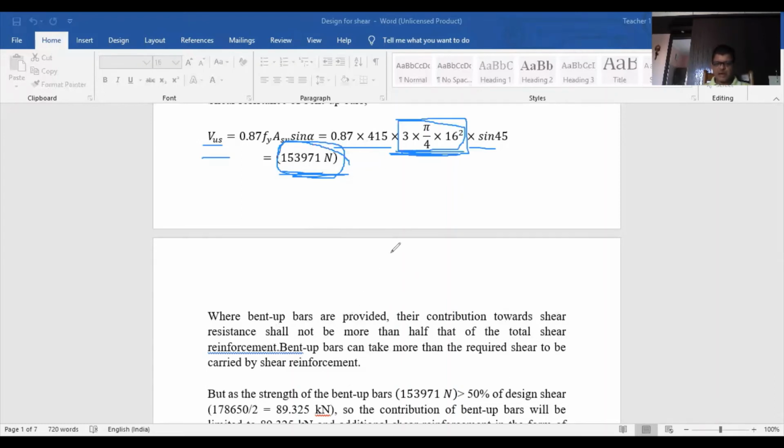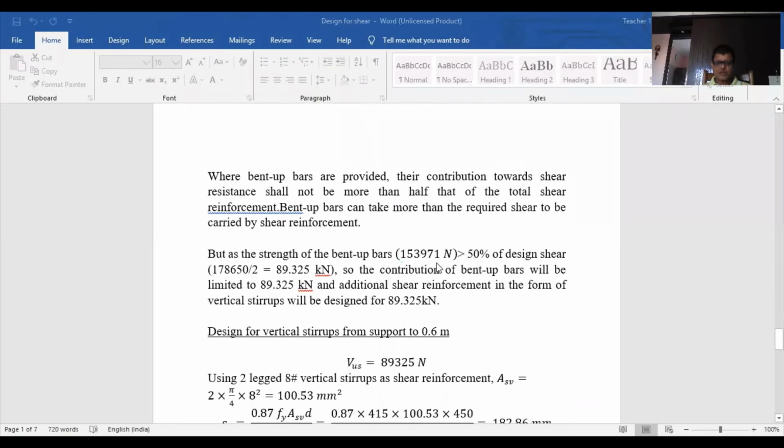So now, what is your value? The value is 153971 Newton. Okay. So the bent up bar resistance comes out to be 153971, but the design shear resistance required is 178. So the bent up bars can maximum take half of this. Half of this is 89.325. But this value is more than 89.35.